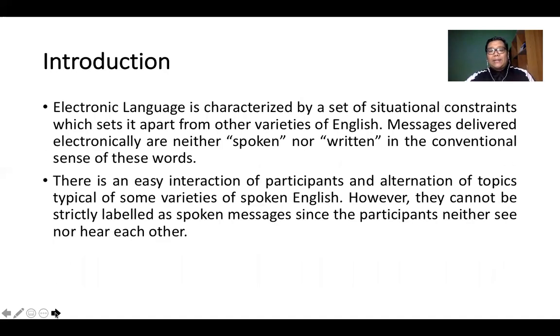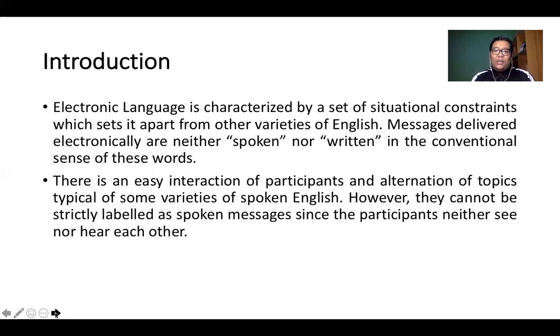Electronic language is characterized by a set of situational constraints which sets it apart from other varieties of English. Now, when we talk about situational constraints, these are somehow the limitations as to the use of language. For example, in modern social media platforms that we have, let's say Twitter, there is this situational constraint wherein people could not post lengthy tweets on Twitter, right? Because of the maximum number of words allowed. So that's one situational constraint.